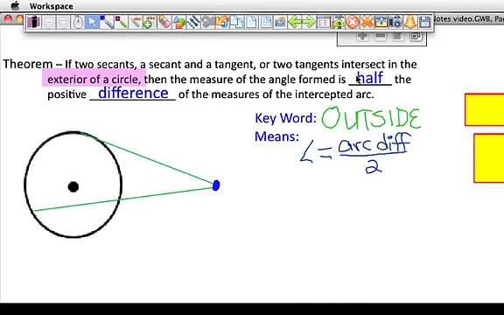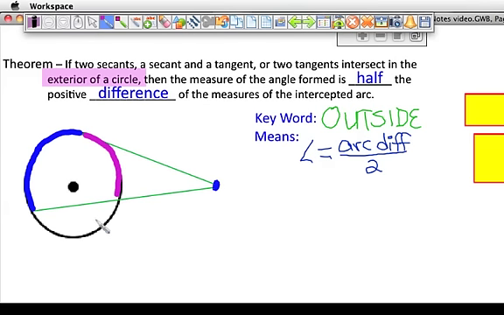Then the measure of the angle formed is half the positive difference of the measures of the intercepted arcs. The way you can always make it positive is by going with the one farthest away first. It will always be the biggest one. So here's an arc. It has to be within the boundaries of the angle sides. So this one counts and this one counts.